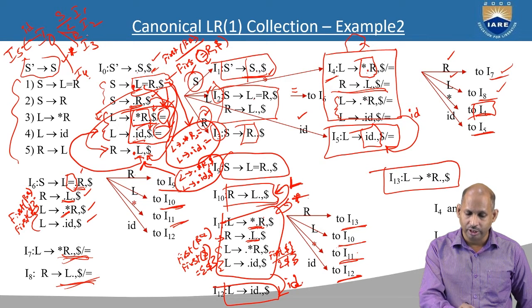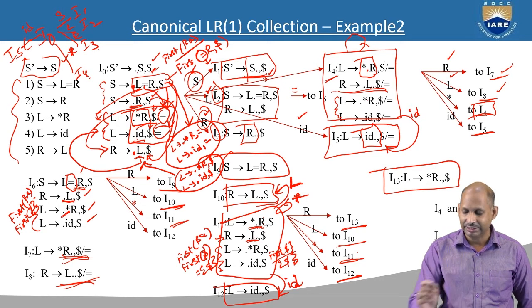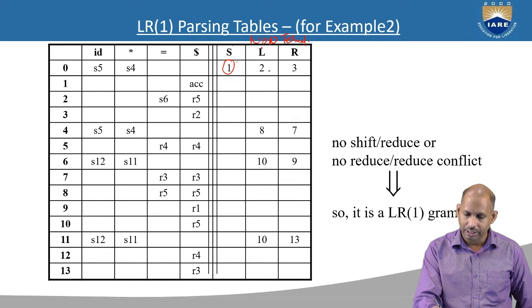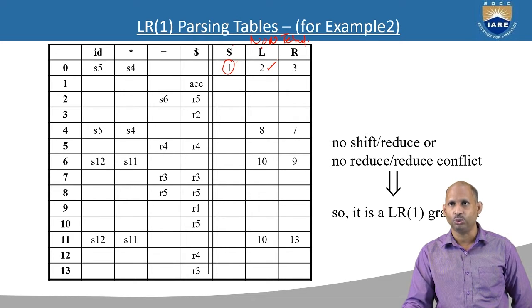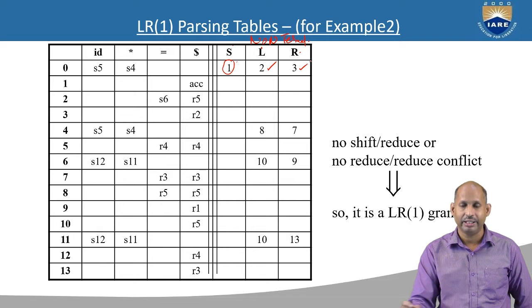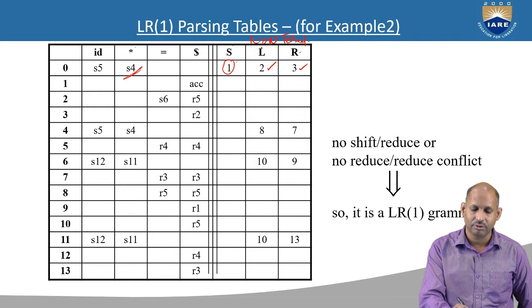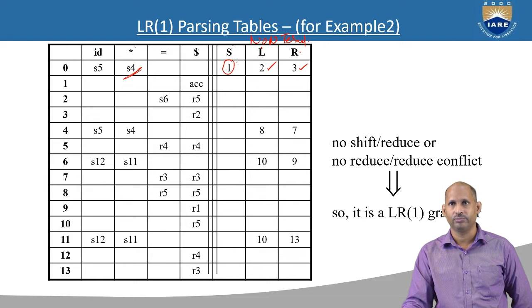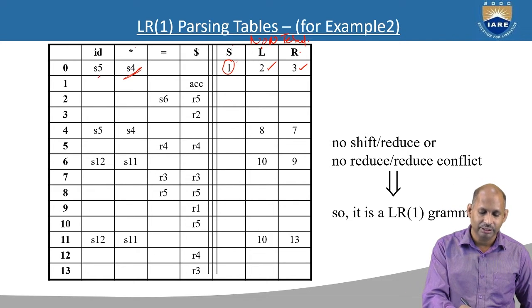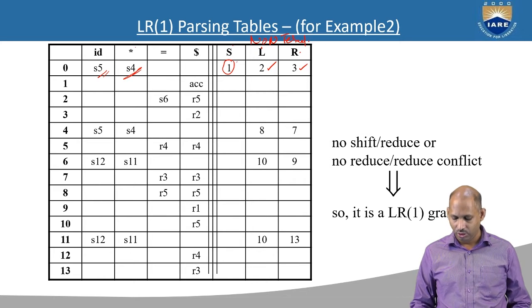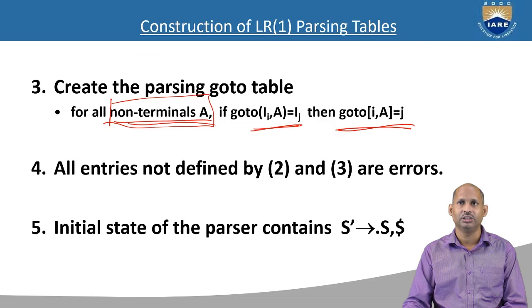On L it is I2, on R it is I3, on multiplication S4, on ID it is S5. We'll see. On L2, on R it is a 3. On multiplication shift 4. On ID shift 5. Right? On ID it is a shift 5.